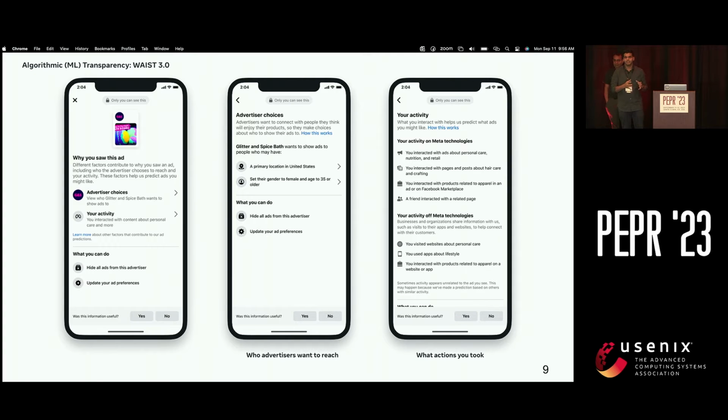The first screen over here is the landing page of WAIST. When you go to any ad, you click on the three-dot menu, which is the three dots on the top right side of the ad. You come in over here, you click on "Why am I seeing this ad," and you see the first screen over here.